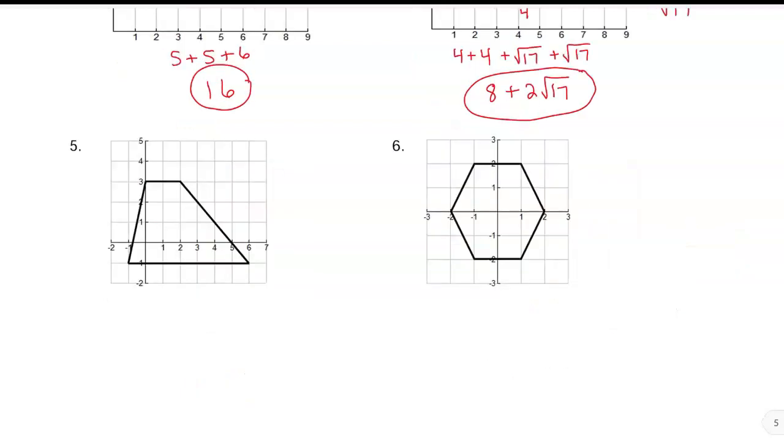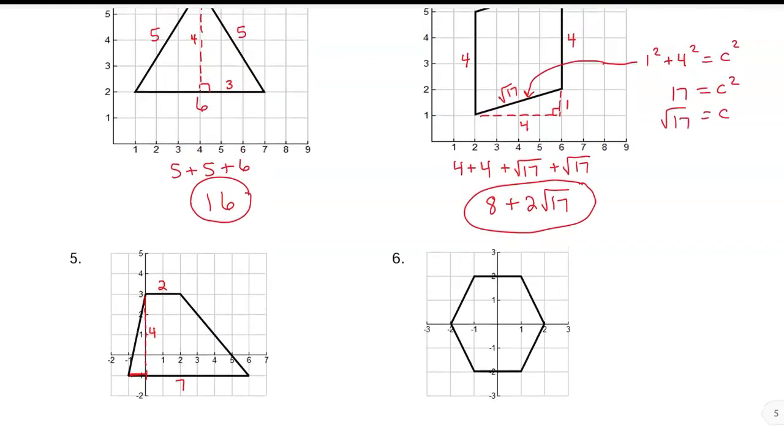Number 5, if I count the units at the bottom, there are 7, and at the top there are 2. And then I have to look at the slant side on the left. That has a base of 1 for the triangle inside and a height of 4. And we just did that triangle calculation in number 4. So this hypotenuse is the square root of 17, taking our work from number 4.